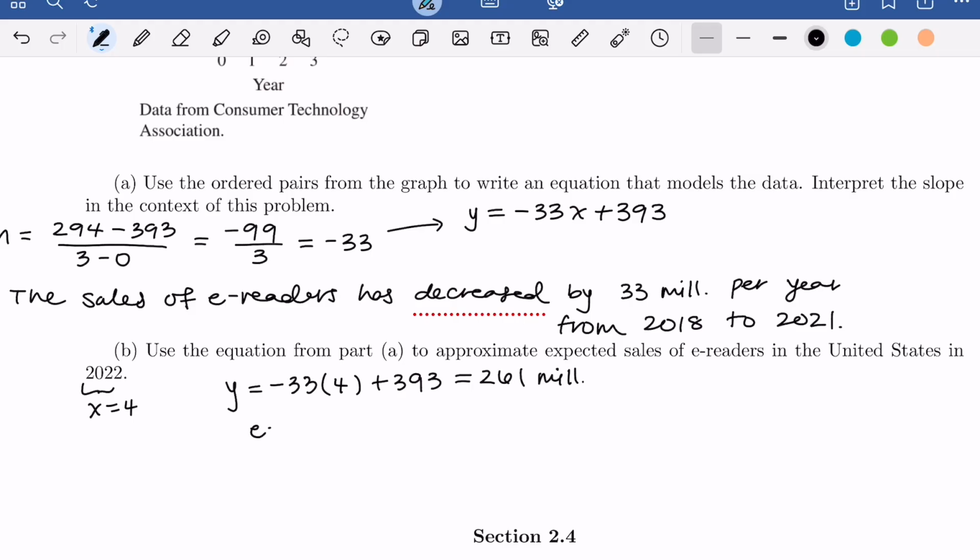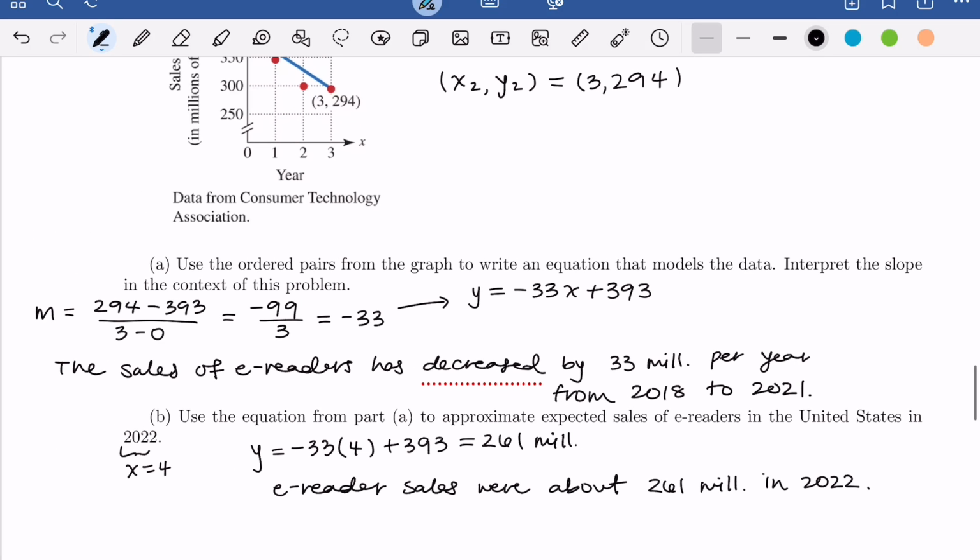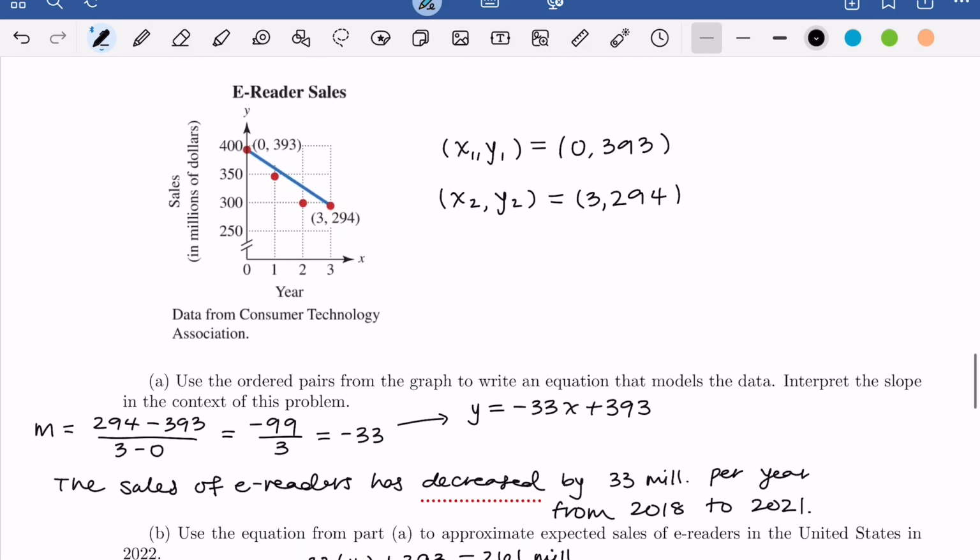So this means e-reader sales were roughly, or about, 260 million in 2022. All right, now as you can see, this corresponds with our graph as well, because over time, the amount of e-reader sales is decreasing.